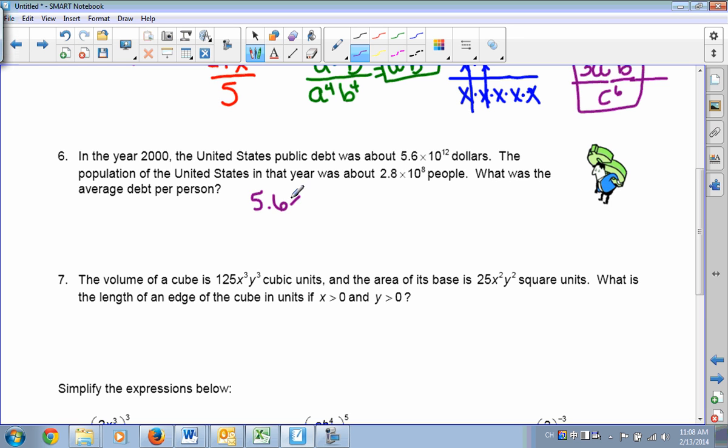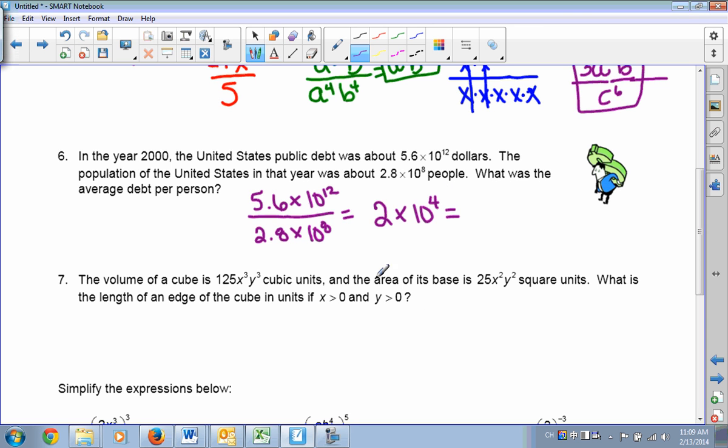So we take our debt, and divide it by the people. All right, so treat these numbers as coefficients, kind of like we did on the problems we went over in our homework. 5.6 divided by 2.8. Let's do that. 2? That's nice and easy. And then times 10 to the, and then treat these like regular, like common bases are 10. So what are we going to do with the exponents? Subtract. 12 minus 8 is?